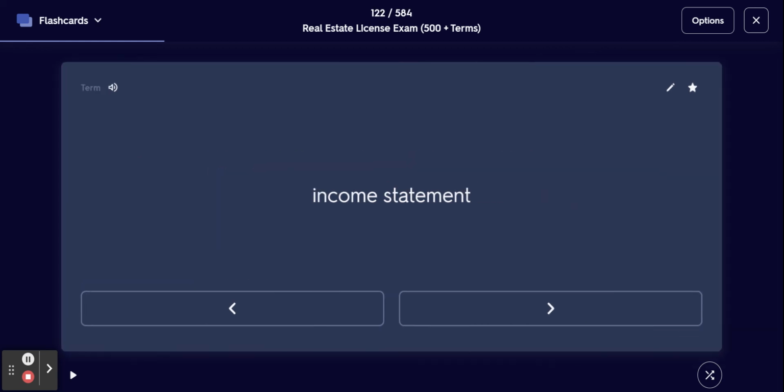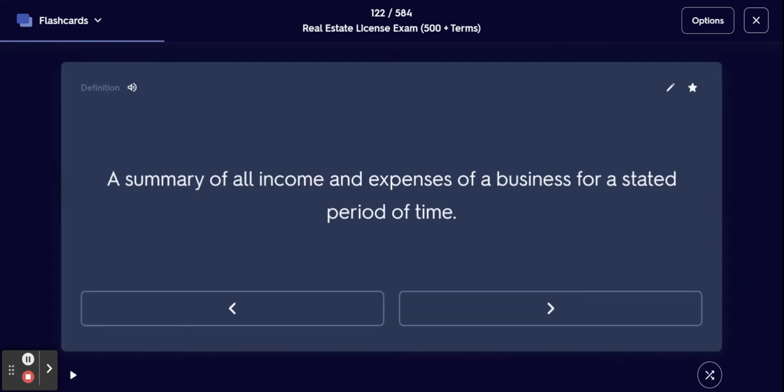Income statement. A summary of all income and expenses of a business for a stated period of time.